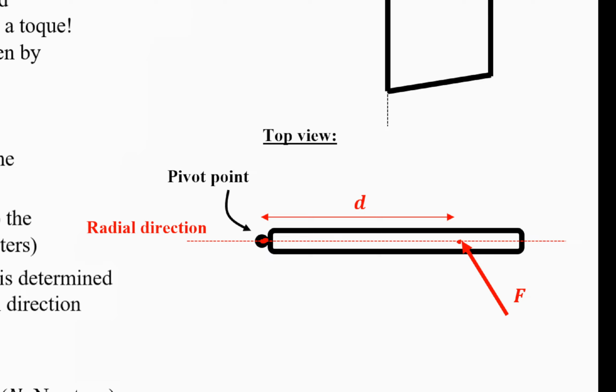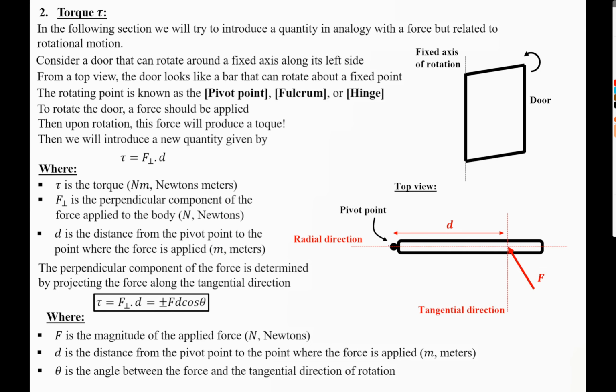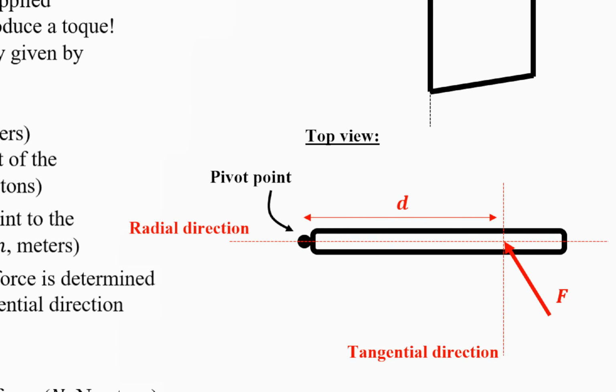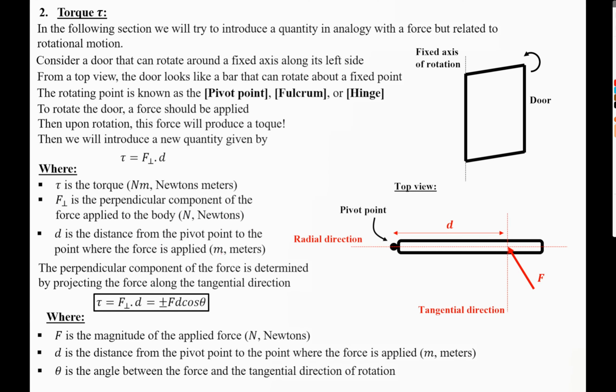If you assume this point that it will rotate along this point as if it's covering the trajectory of a circle, then that would be the radius, this imaginary line. Then we call this line the radial direction. The tangential direction would be an imaginary line perpendicular to the radius, as we know from a circle, and passing through the point where the force is applied. Then F perpendicular.